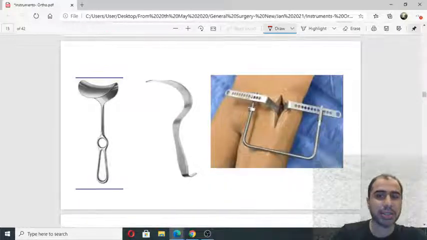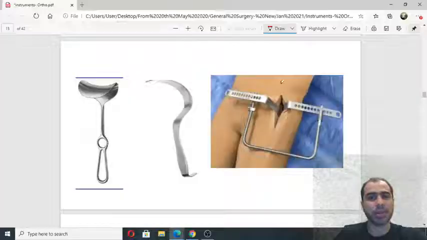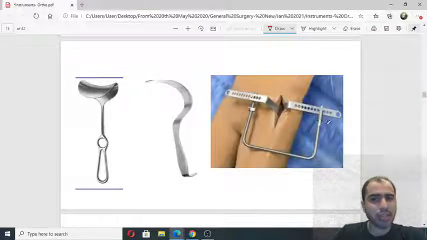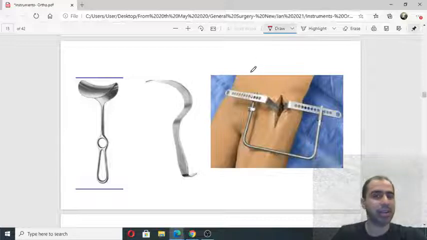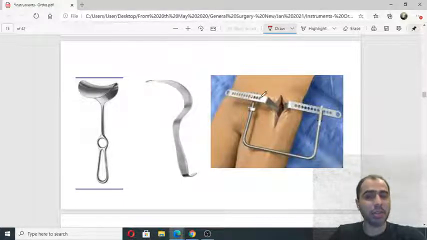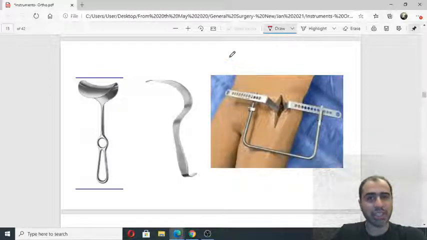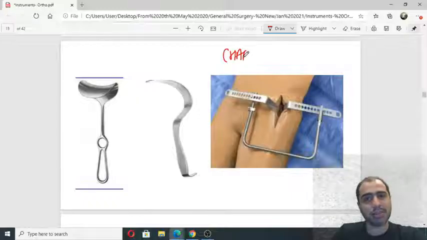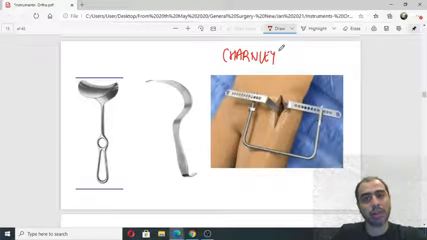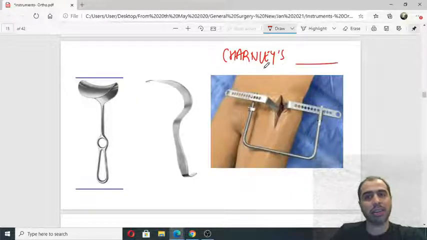Over here you can see in total hip replacement. What is the advantage of using Chandley? Anybody can answer. Why is this recommended in THR? What is the advantage? If you want to call it entirely, what will you call it? Chandley's what retractor? Something retractor.